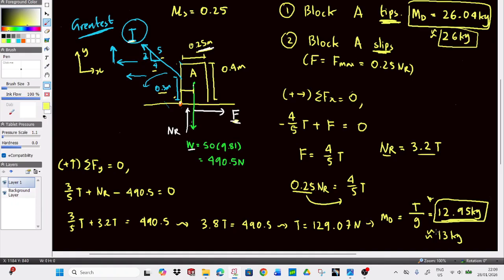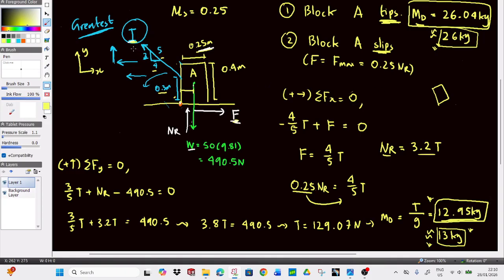So if you were to have 13 kilos applied onto the block itself, the block will not slip. But there's a very good probability that this block will tip. This block will start to fall over. But if the mass of your block D is 26 kilos, it's not gonna tip at all.